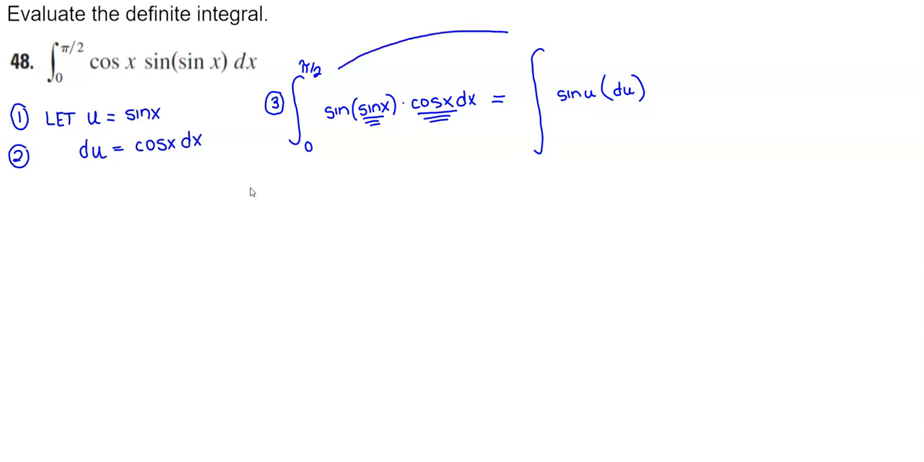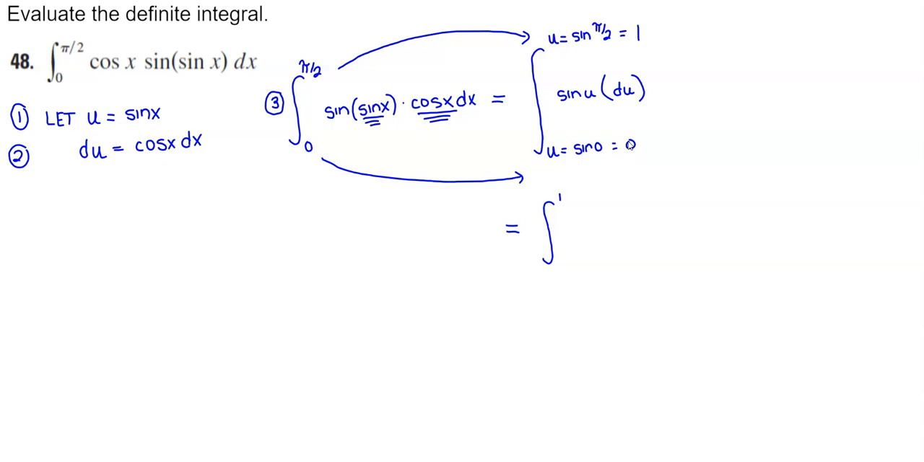And now we need to convert our upper and lower limits according to our u substitution. So we have u, which is equal to the sine of x. So u is equal to the sine of pi over 2, which is the sine of 90 degrees, and that gives us 1. And then u is going to equal the sine of 0. The sine of 0 degrees is 0. So now let's go ahead and evaluate.